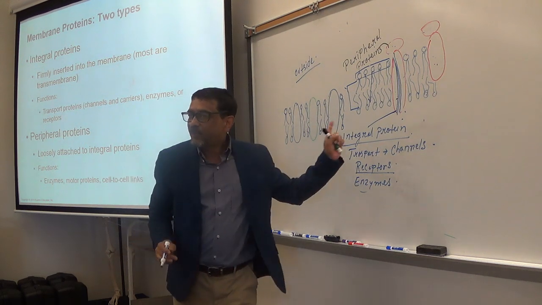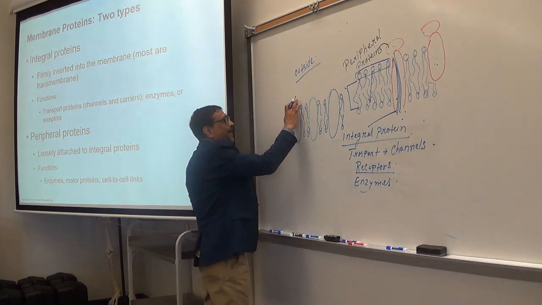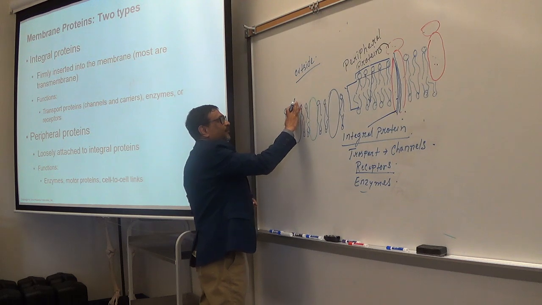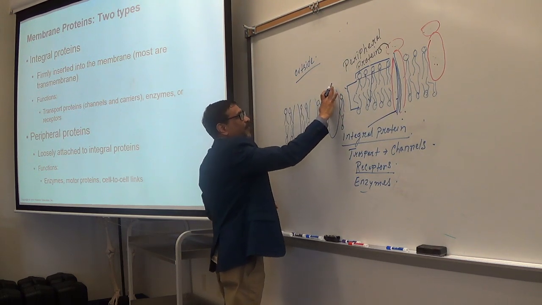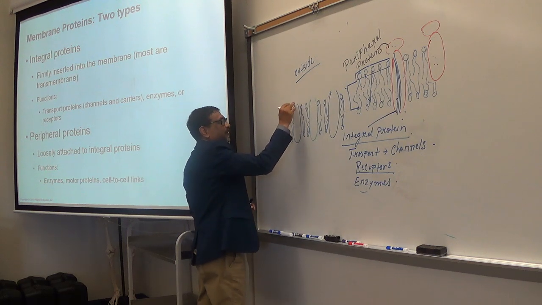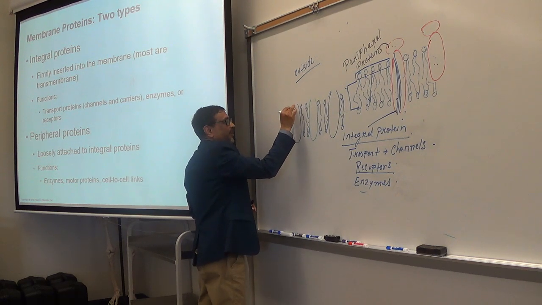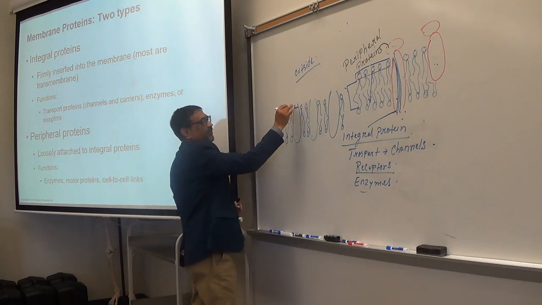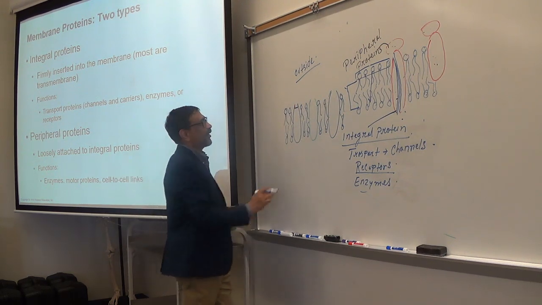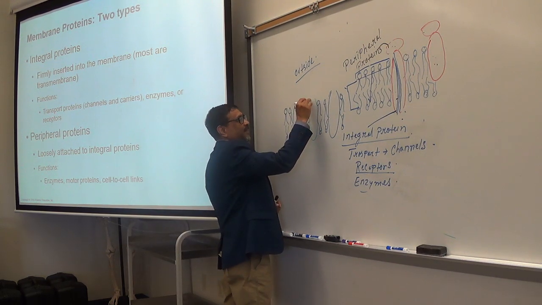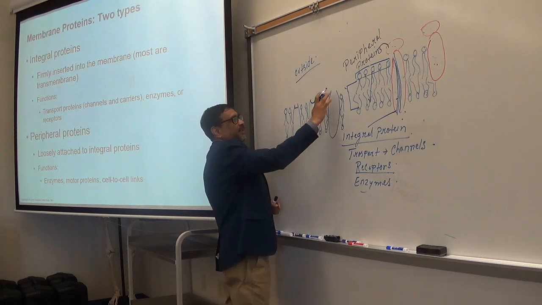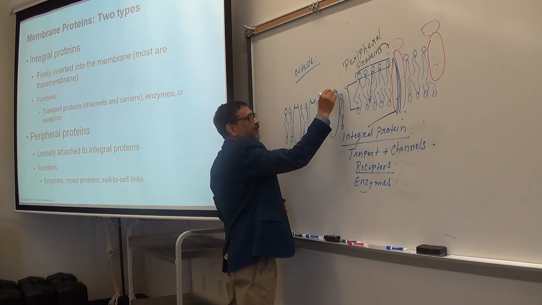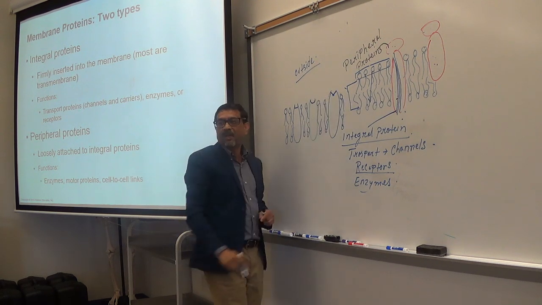And these integral proteins have binding sites at the outer end. For example, this integral protein has a binding site which is square shaped. This integral protein has a binding site which is round. This integral protein has a binding site which is what? Triangular. Make sense?